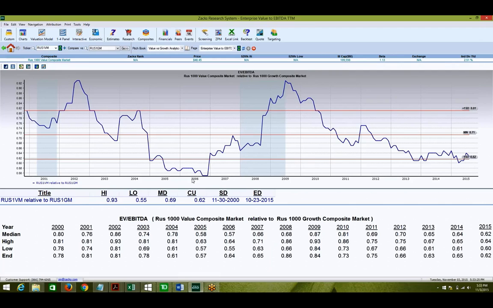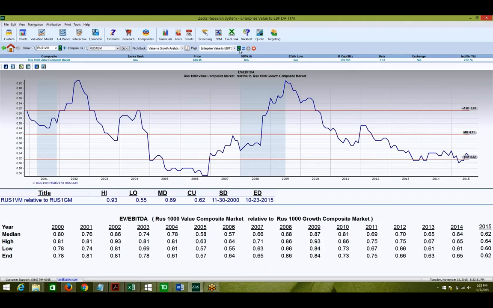right now. We can see that the ratio of EV to EBITDA of value stocks compared to growth stocks is 0.62. Whereas the median value is a little bit higher at 0.69. This tells us that not only are value stocks trading at a steep discount to growth stocks, but it is trading at a discount greater than what it normally trades at, historically speaking.